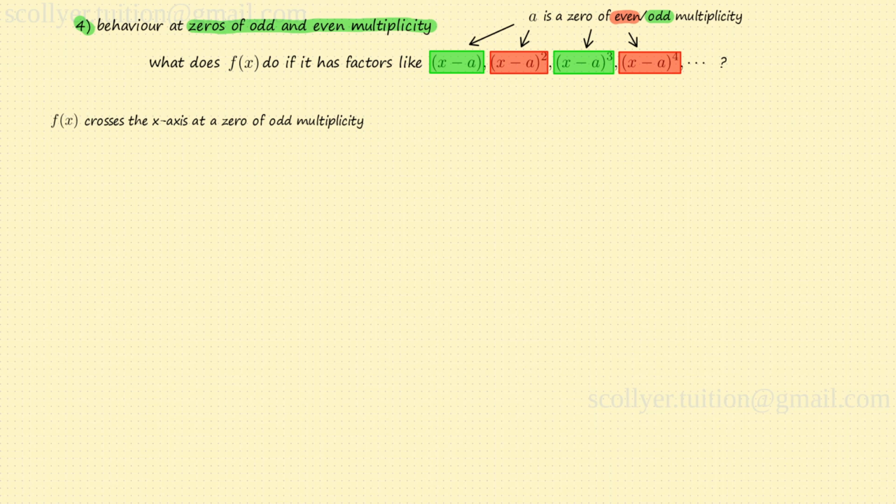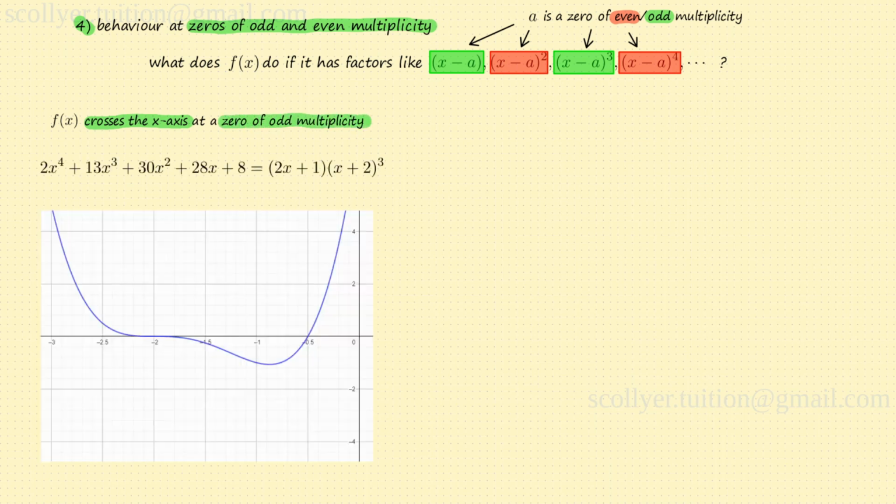And the important fact here is that the graph of f of x crosses the x-axis at a zero of odd multiplicity. So here we have a polynomial of degree 4, which can be factored into two polynomials of odd multiplicity, 2x plus 1 and x plus 2 cubed. And we can see that the graph does indeed cross the x-axis at each of the associated zeros, which are minus 0.5 and minus 2.